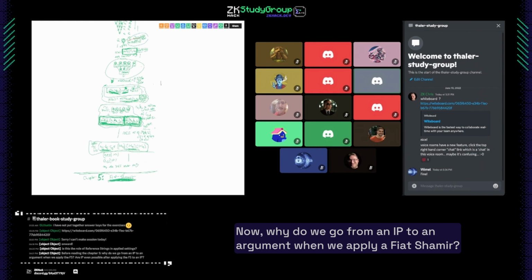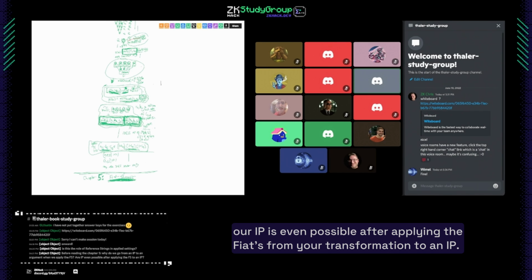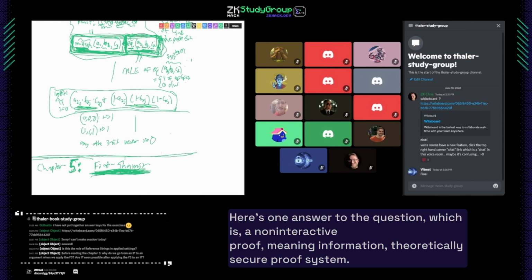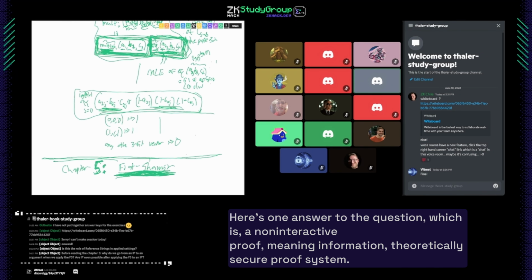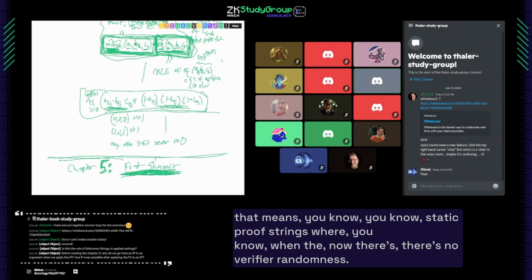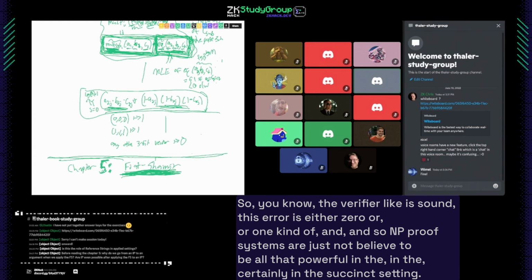Okay, now, why do we go from an IP to an argument when we apply Fiat-Shamir? Are IPs even possible after applying the Fiat-Shamir transformation to an IP? Here's one answer: a non-interactive proof, meaning an information-theoretically secure proof system that's non-interactive, is just NP, non-deterministic polynomial time. That means static proof strings where there's no verifier randomness, so the verifier soundness error is either 0 or 1. And NP proof systems are not believed to be all that powerful, certainly in the succinct setting.